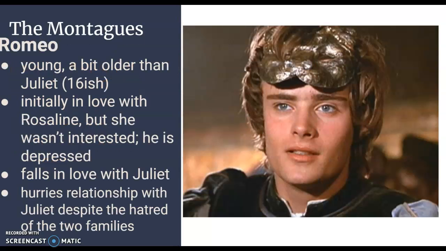And then we got Romeo. Romeo is young and naive, but he's also a little bit older than Juliet, 16-ish. Some say 17, some say 18. When the play begins, he's in love with a girl named Rosaline, but she isn't interested, and now he is super depressed. He falls in love with Juliet, and he hurries the relationship despite the hatred of the two families, and despite Juliet thinking, hey, maybe we should slow down.